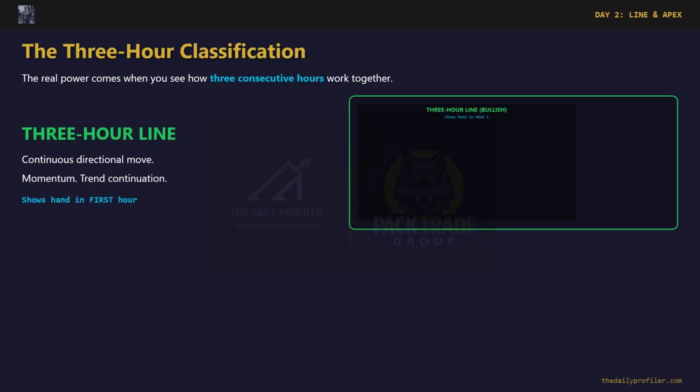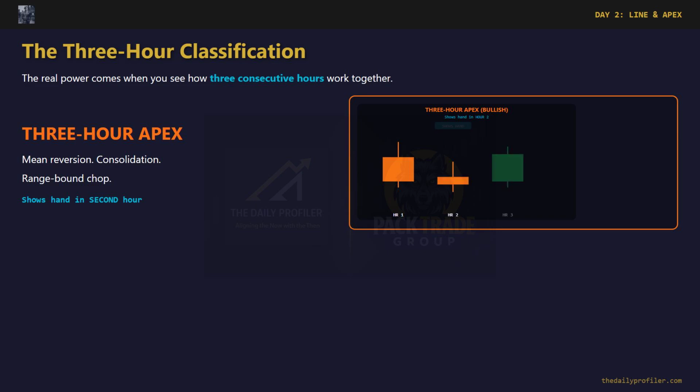Today, I'm giving you 2 classifications that will change how you read the market. The 3-hour line and the 3-hour apex. It's this simple. If you can draw a line, you can identify a line versus apex. A line is a continuous directional move. The market picks a side in the first hour and runs with it across all 3 hours.